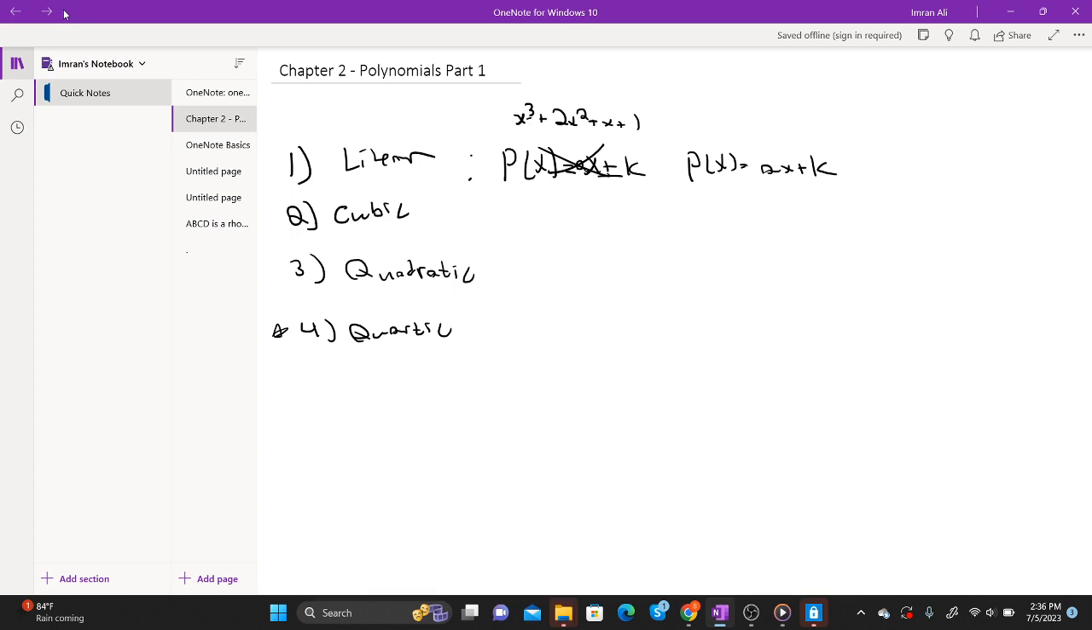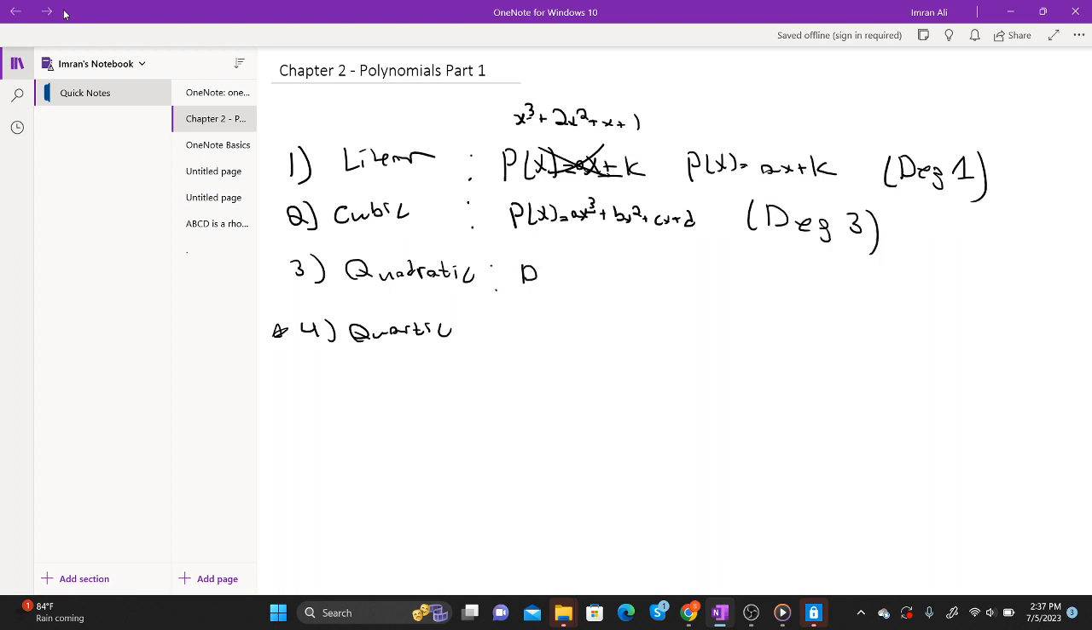So that's a linear. Cubic is p of x equals ax cubed plus bx squared plus cx plus d, where a, b, c, d are all constants. Again, this has degree of 3. If you look at the largest exponent, it's 3. So you can write the degrees. It's degree 1. This is also a degree 3 polynomial.